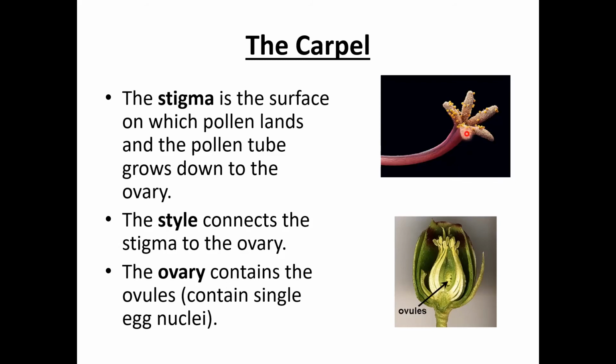the ovary. Then we have this part which is known as the style, right? The style connects the stigma, so this is the stigma, to the ovary. So this part here that you're looking at is the ovary, and ovary contains the ovules. So here you're looking at the ovules, right? So ovules are the female gametes, and these contain a single egg nuclei, right? So this is the female reproductive part of the flowering plant. So this is carpel, consisting of stigma, style, and ovary.